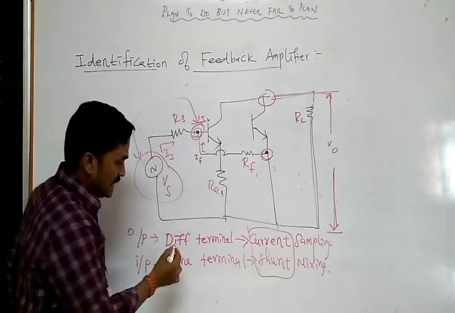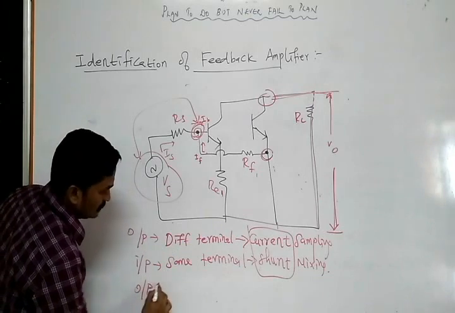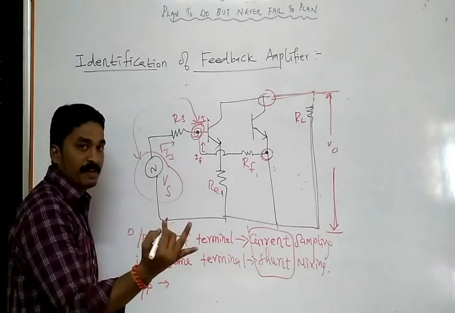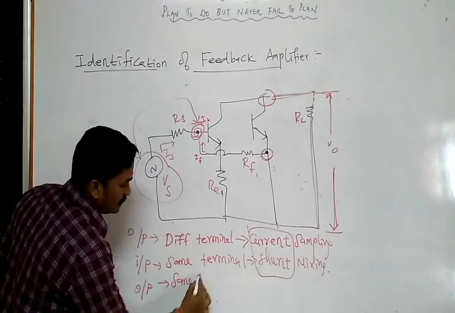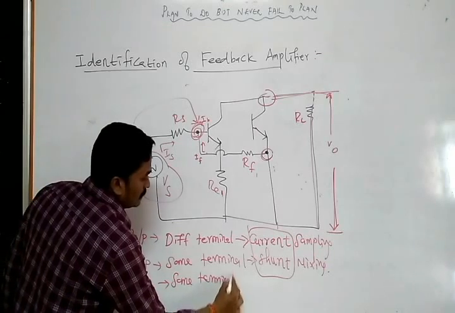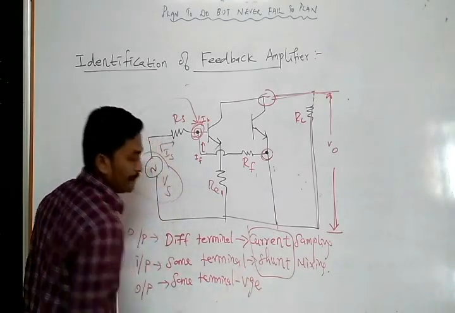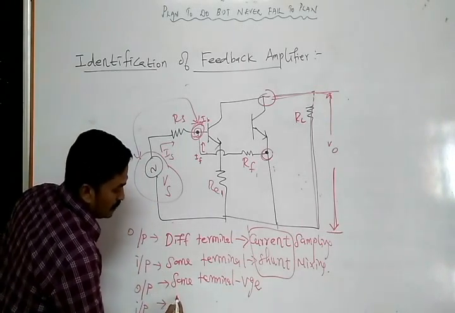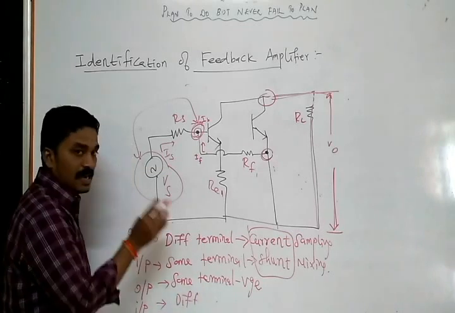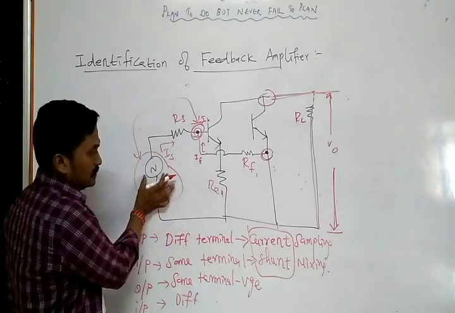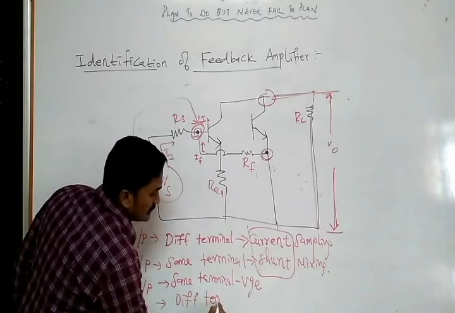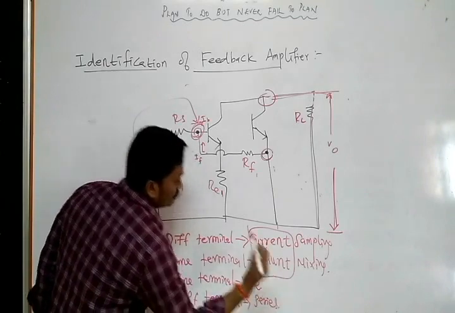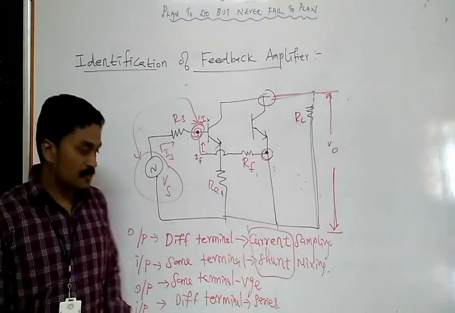And the opposite: on the output side, both are the same terminal, which means your output and the feedback are at the same terminal. That is called voltage sampling. And on the input side, if they are different terminals, which means your feedback and the source are different terminals, it is called series mixing. That's all. Clear? This is your shortcut.